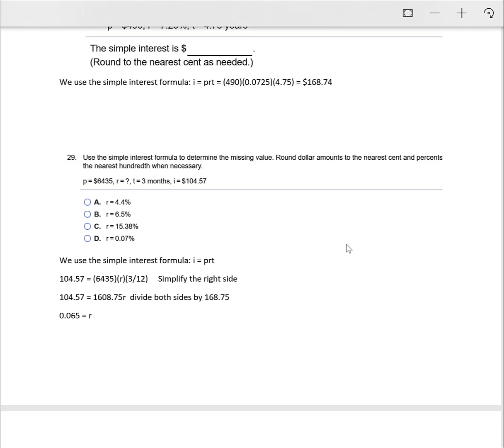Same thing on number 29, simple interest formula, except this time we want to solve for the interest rate. So we're given the interest, we're given the principal, and we're given the time. So I went ahead and substituted those into the formula right here. And then I'm going to simplify on the right side, multiply 6435 by 3, divide by 12. I get 1608.75. Divide both sides by 1608.75, and I come up with an interest rate of 6.5%, which is answer B.